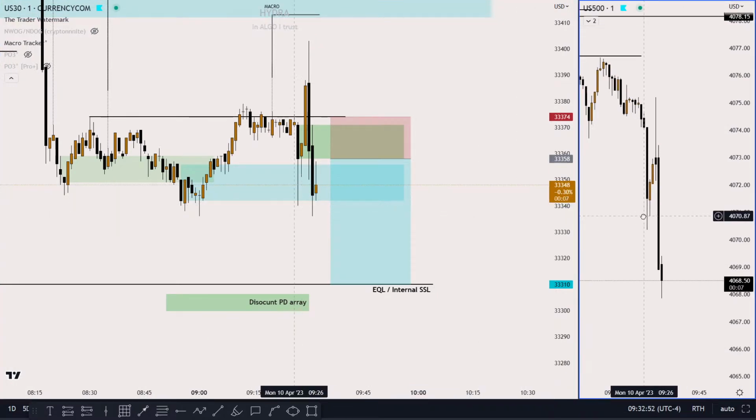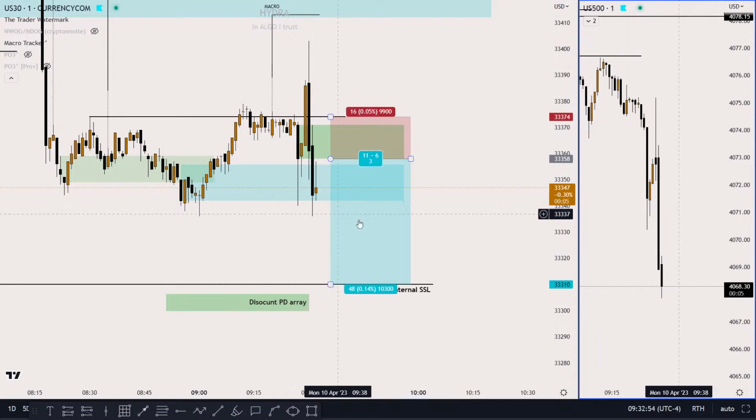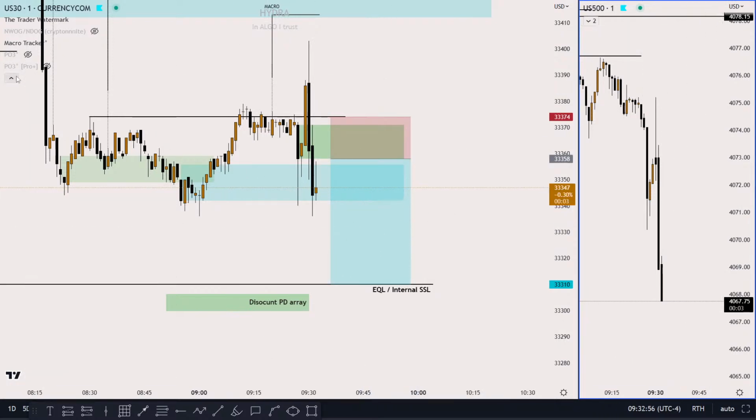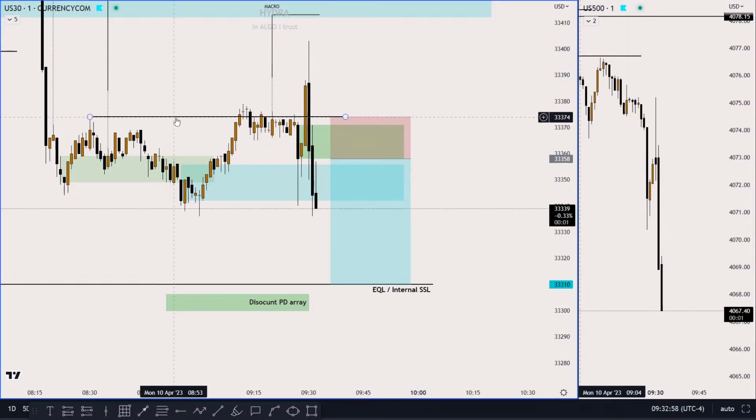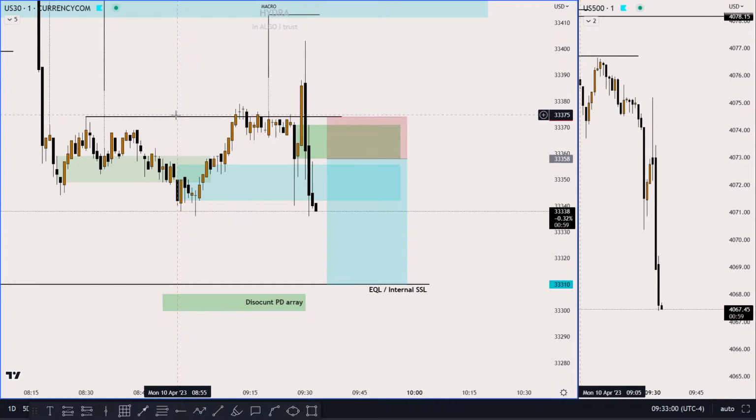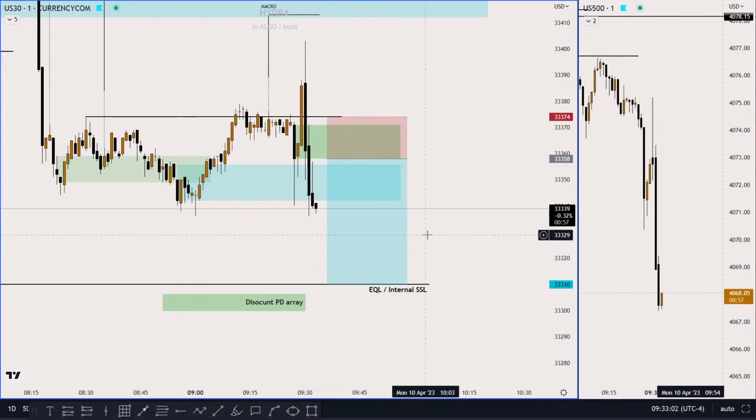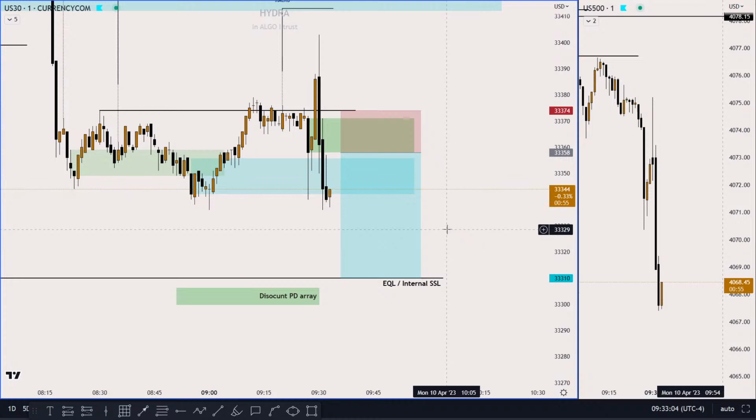Oh my god, look at US 500. It's moving so fast. US 30 is just chopping around. What the hell is happening on US 30? Let's go, US 30. Give me 3R. Oh my god, why is it so choppy? I want volatility, US 30. Show that to me.